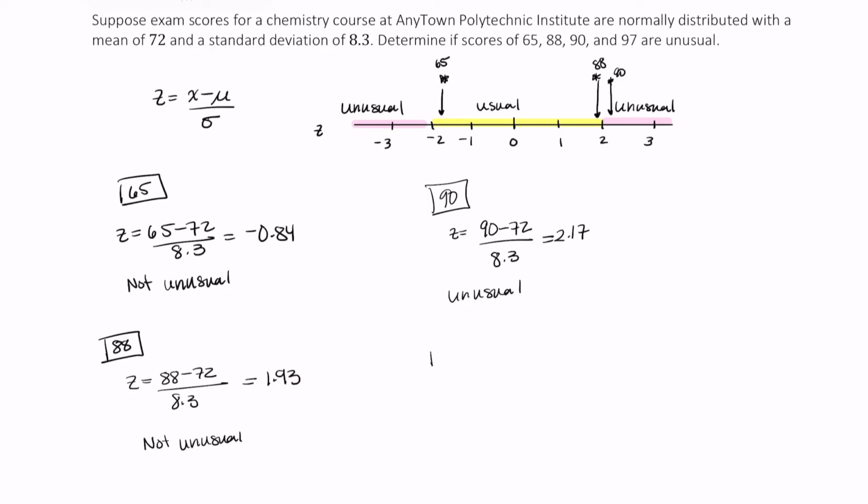And now we can compute the z-score for 97, and I will end up doing it eventually. But if you notice, 90 is unusual and 97 is larger. So we should definitely get a z-score that is larger than the z-score of 90. So z in this case equals (97 - 72) / 8.3, and that gives you 3.01. That's over here. The data value, the score of 97, has a z-score of 3.01, which is definitely unusual.